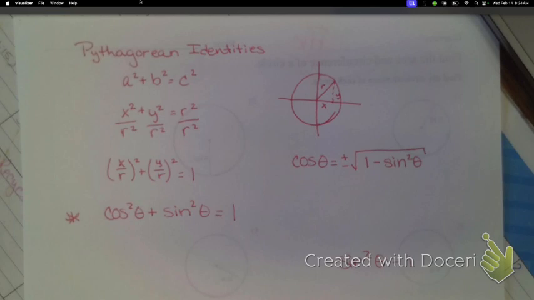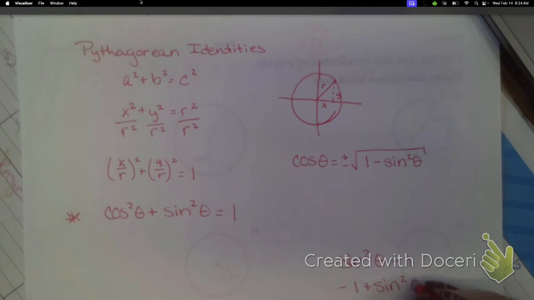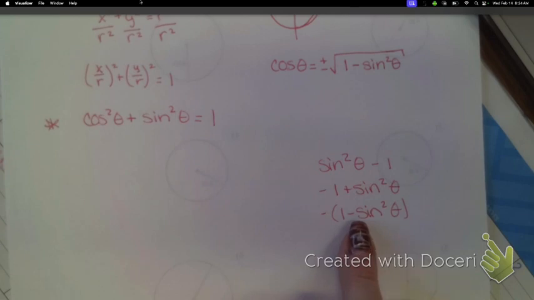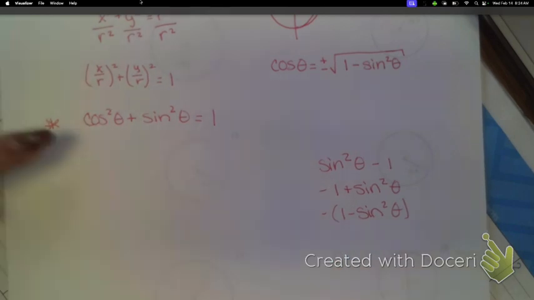Now, if I moved it around, it would be like this, correct? But could I do this? Can I factor out the negative? Yeah, I can. Switch it around, and it wouldn't be positive cosine squared, it would be negative cosine squared. So can I do a lot with this?